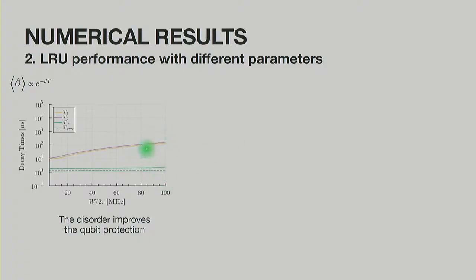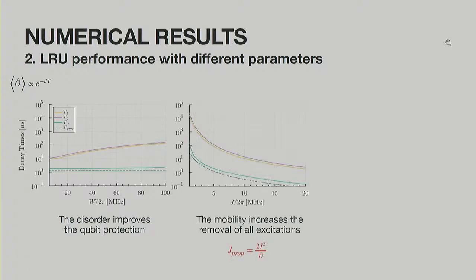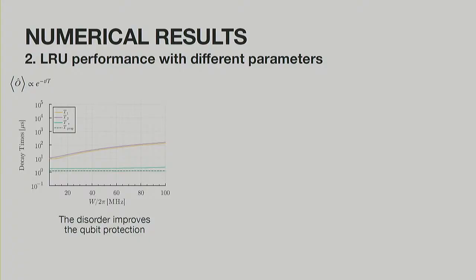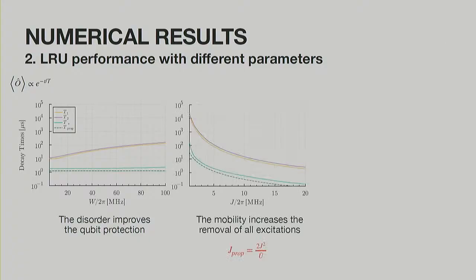So what we want is for these two values to be as large as possible, so the qubit lifetime is large, and the T star to be as small as possible, so we remove the leakage faster. In this first plot, we show the effect of the disorder. Increasing the disorder in the parameters increases T1 and T2 polynomially, and does not have much effect on T star, and this is due to localization of the excitation because of the disorder. By increasing the hopping term, we increase the mobility, so the leakage is removed faster because the effective propagation is increased, but the qubit mobility is also increased, so it has the same effect that we don't want.